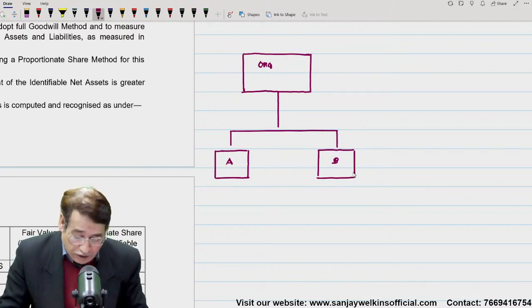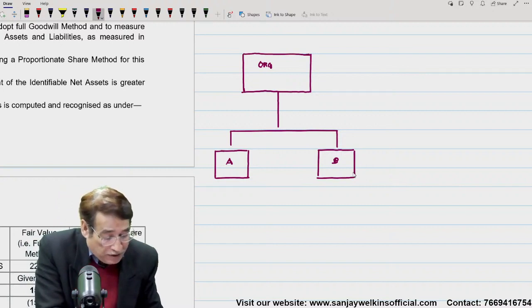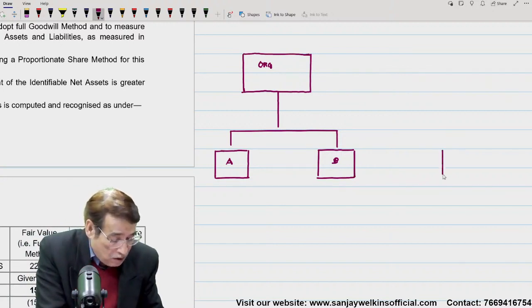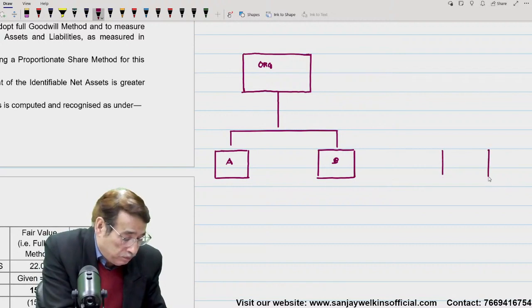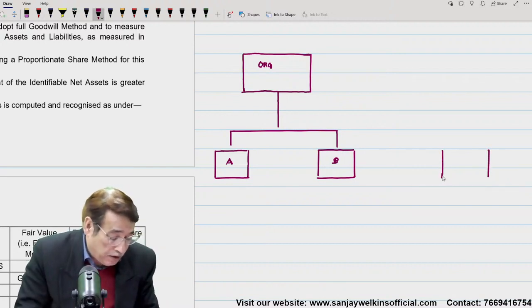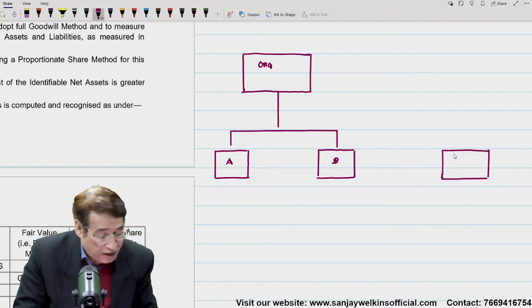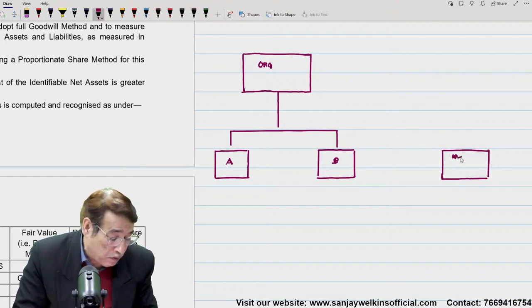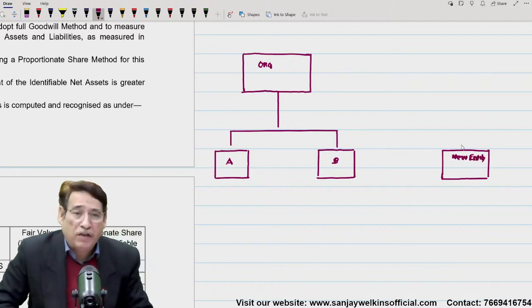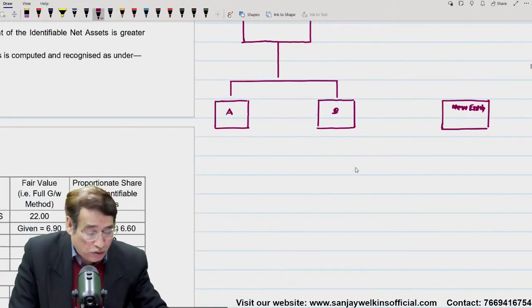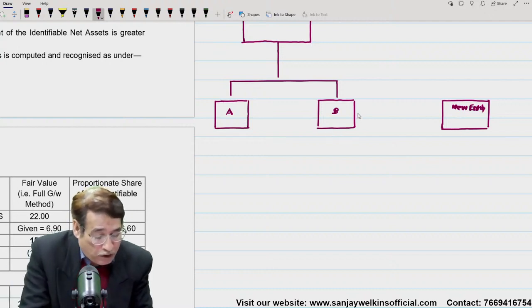So we entered into an agreement, let us say, with a company. For simplicity's sake, I will call it a new company or new entity. You can also say entity C. So we entered into an agreement with entity C and we decided to sell off this particular division to this particular entity. Is it clear to you?